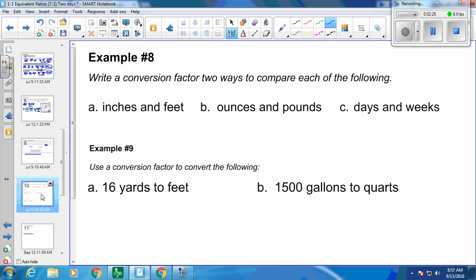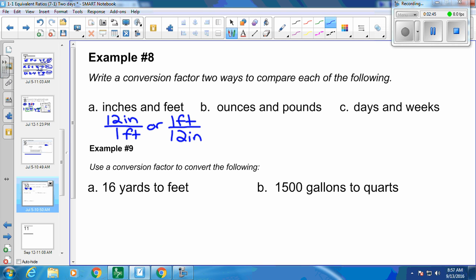Example number 8 is asking us to write a conversion factor to compare each of the following. How would we be able to go from inches to feet? You have two ways. You could go from 12 inches to 1 foot, or you could write it as 1 foot to 12 inches.